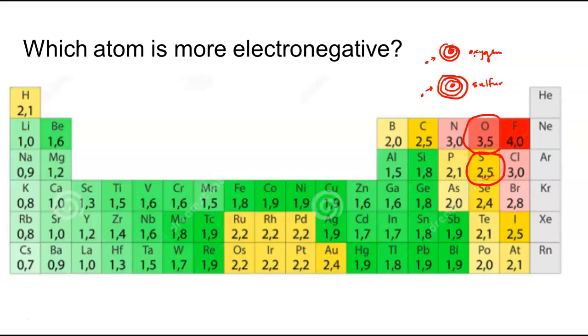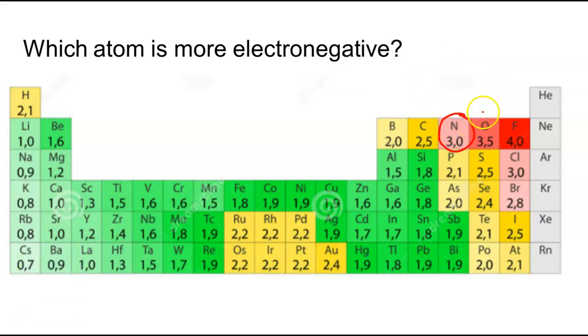All right, now what happens when we have two atoms that are very similar in electronegativity? So in this case, let me clear my screen. What happens if I have nitrogen and oxygen? So you notice their numbers are very similar.